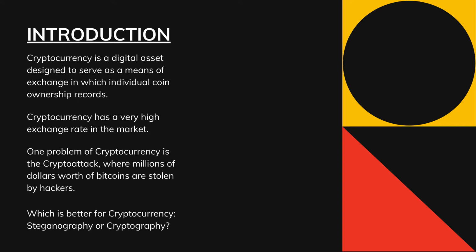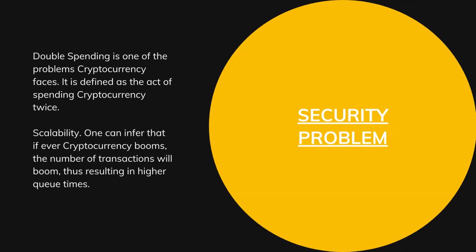One example is the NiceHash hack, where $64 million worth of Bitcoin were stolen from an attack. Hence, the question arises, what is the best security for cryptocurrency? Is it the current measure, which is cryptography, or steganography? There are two main problems when it comes to the security of cryptocurrency.